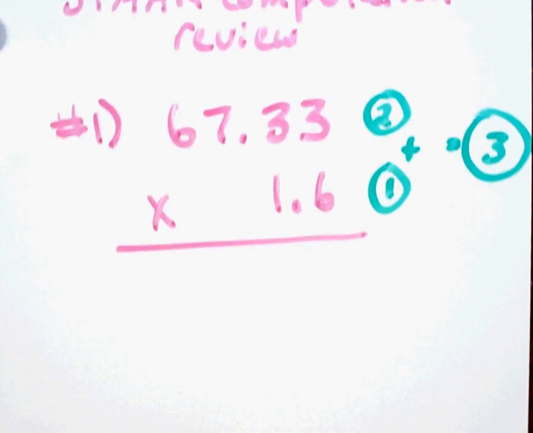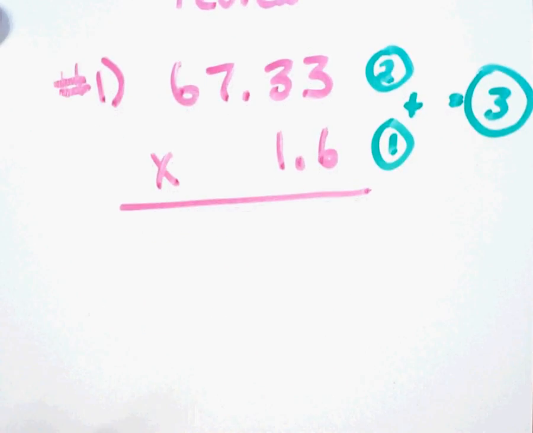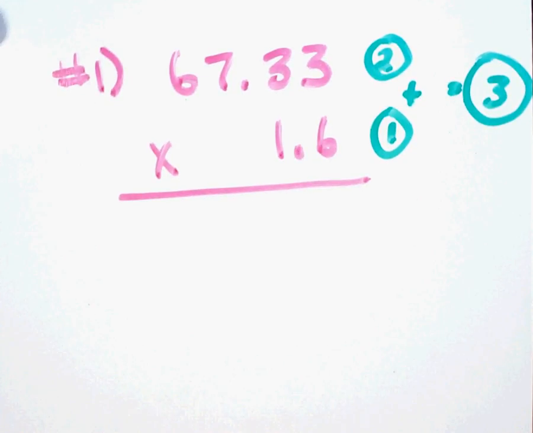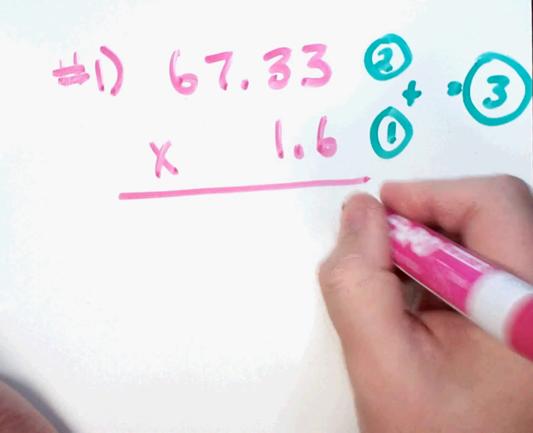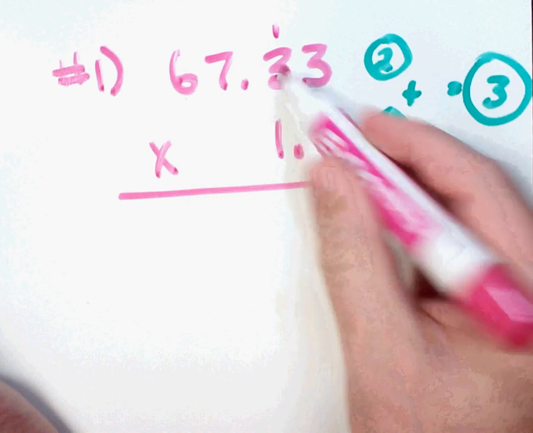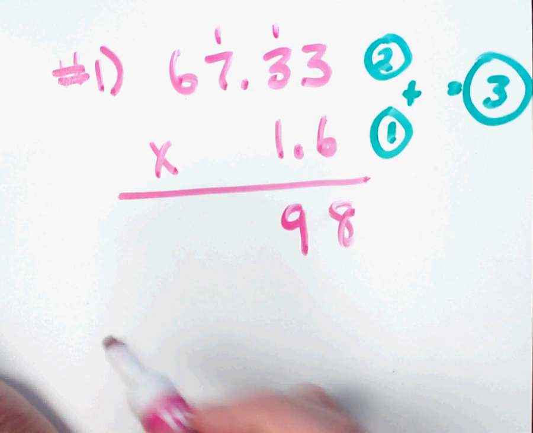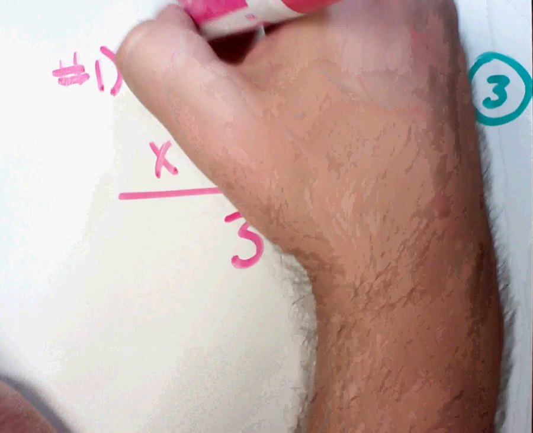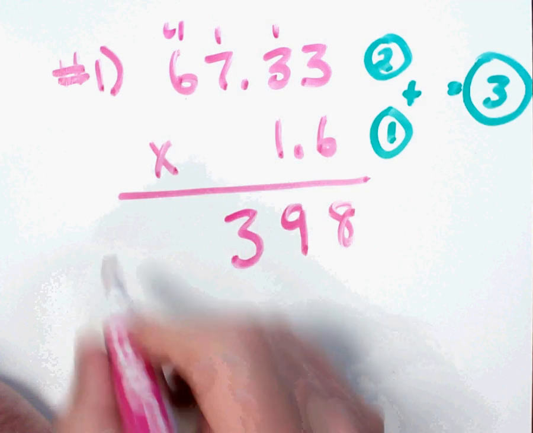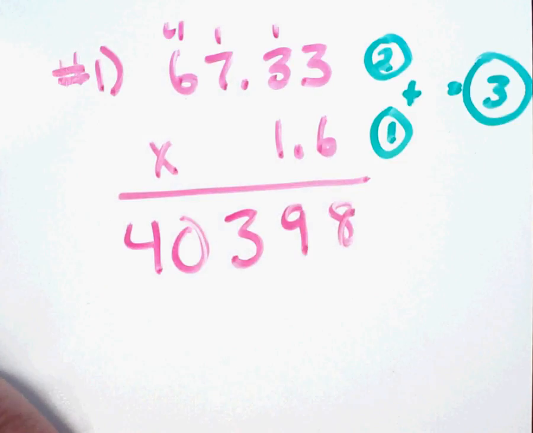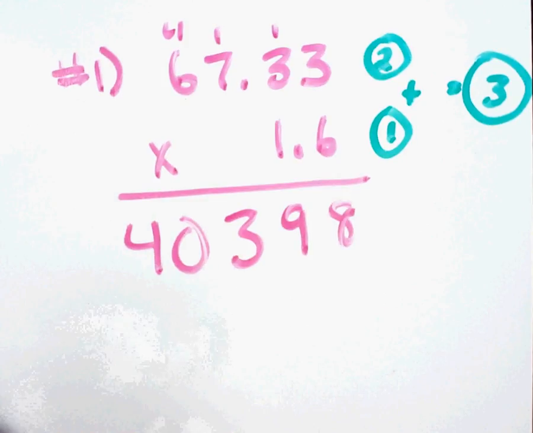So slide the board down a little bit so we can see. And we're just going to go through and do our computation. So 6 times 3 is 18. Carry the 1. 6 times 3 is 18 again, plus 1 is 19. Carry the 1. 6 times 7 is 42, plus 1 is 43. Carry the 4. 6 times 6 is 36, plus 4 is 40. So first partial product, 40398. And I intentionally did not use any place value on that because I don't want to worry about place value right now until the very end of this problem.